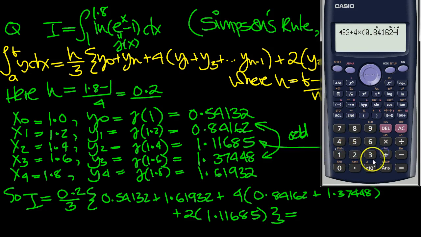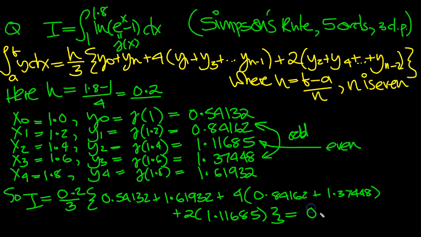0.84162 plus 1.37448, close that bracket, plus 2 times, now I'm not going to put brackets around this number because it's just one single number, 1.11685, and then those two brackets aren't included, but we need a bracket to close the expression. 0.883916, to 3 decimal places 0.884, and that was to 3 decimal places.